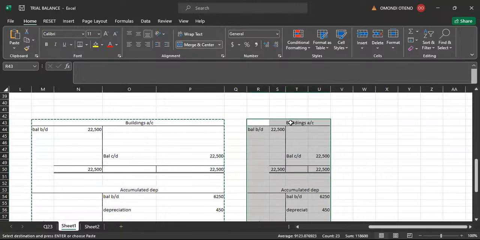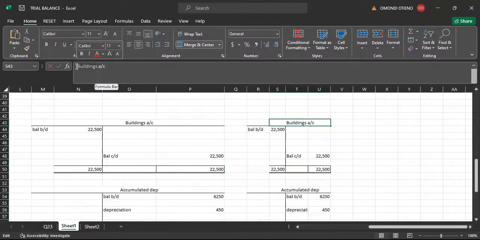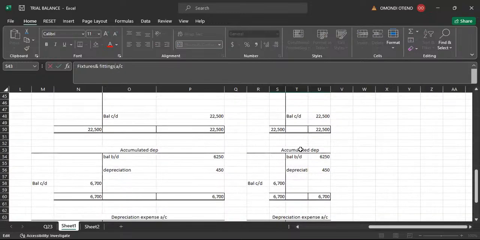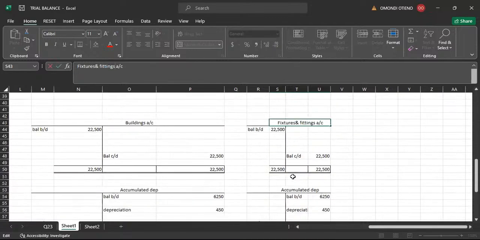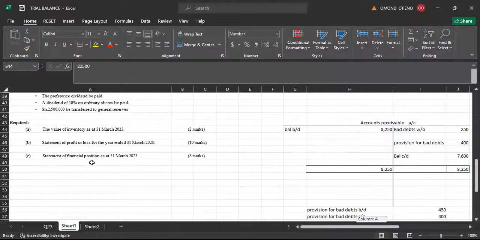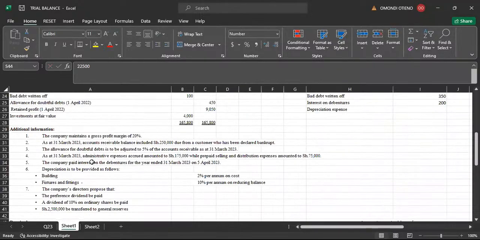Let me have the other set here, but it is not going to be building, but fixtures and fittings. Fixtures and fittings, accumulated depreciation, then depreciation expense. So the fixtures and fittings now is going to be different. We are being told that it is being depreciated on reducing balance basis.